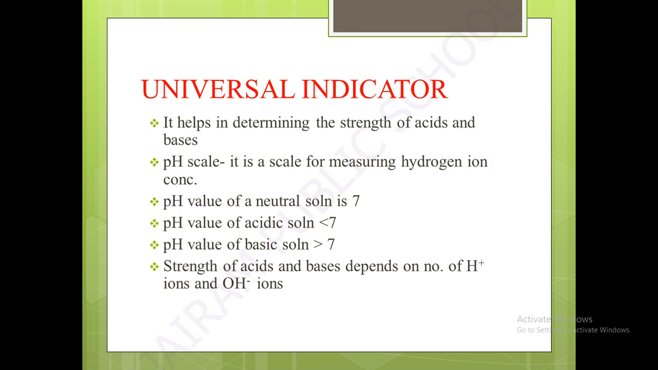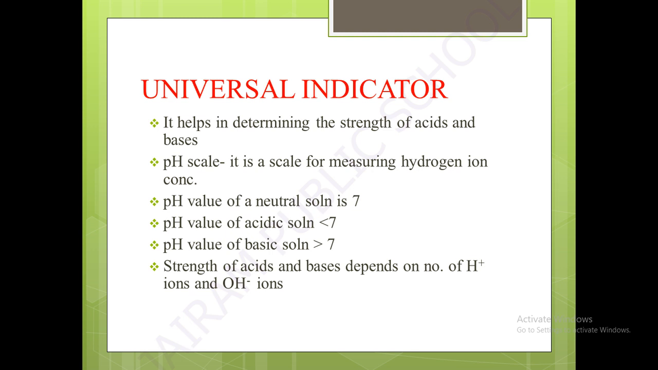And the next topic we are going to see is the universal indicator. We have already studied acid base indicators and olfactory indicators. Here we are going to see what is meant by a universal indicator. It helps in determining the strength of acids or bases. To determine this, we use one term called the pH scale. What is meant by the pH scale?